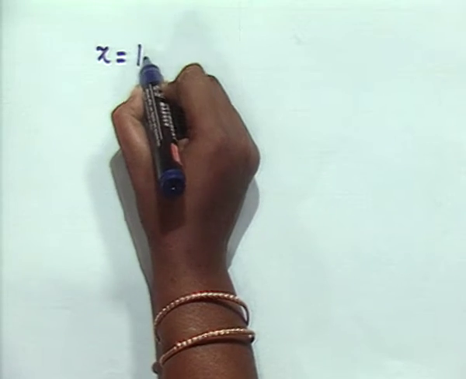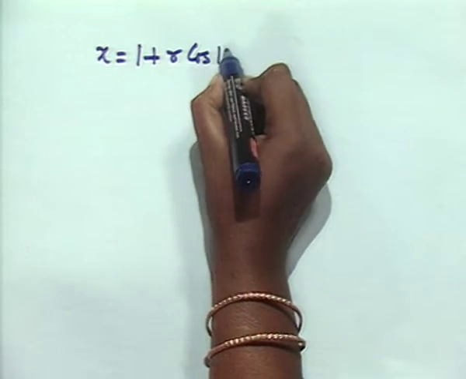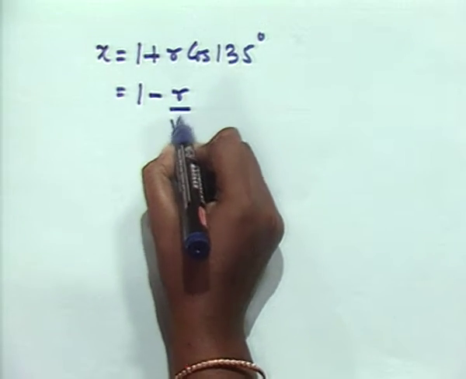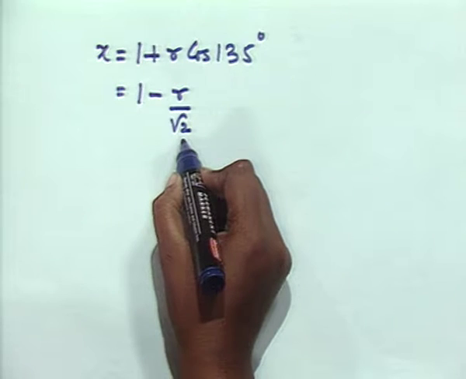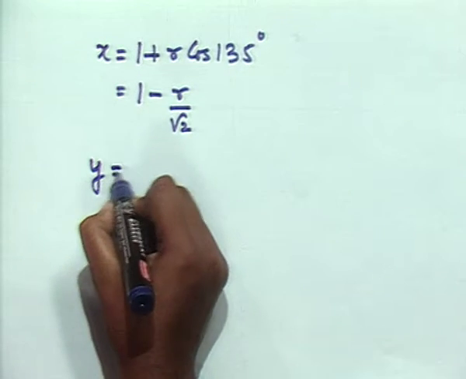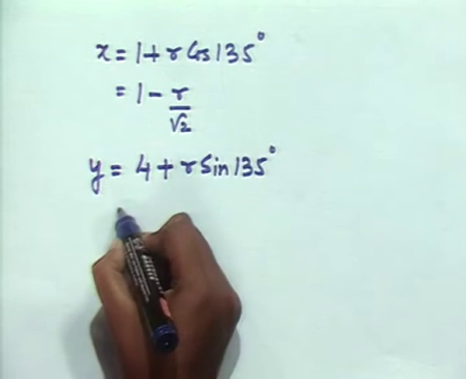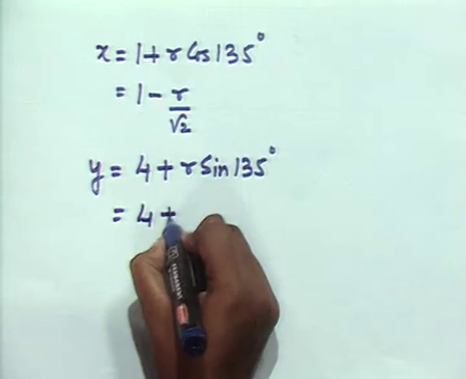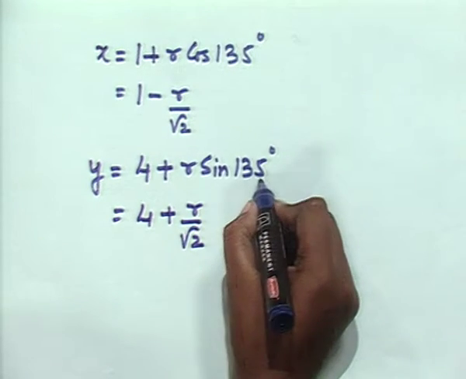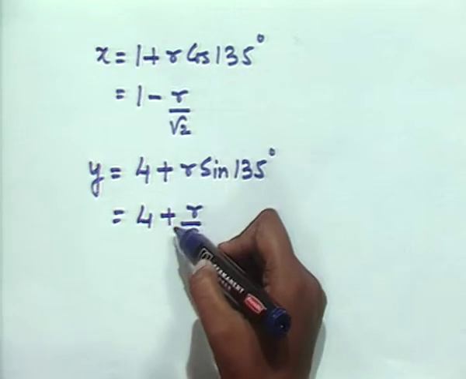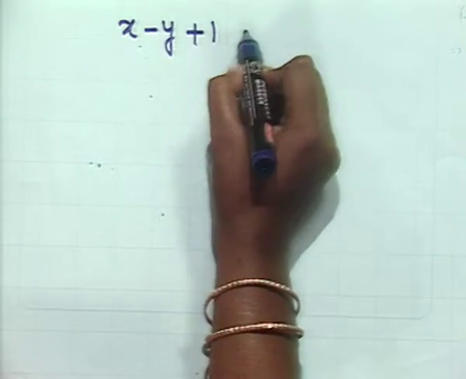Let us take the distance to be r. Then we have x is equal to 1 plus r cos 135 degrees, which gives us x is equal to 1 minus r upon under root 2, because cos 135 degrees is minus 1 upon under root 2. Also y is equal to 4 plus r sin 135 degrees. So y is equal to 4 plus r upon under root 2, since sin 135 degrees is 1 upon under root 2. But this point with coordinates x and y lies on the line x minus y plus 1 equal to 0.